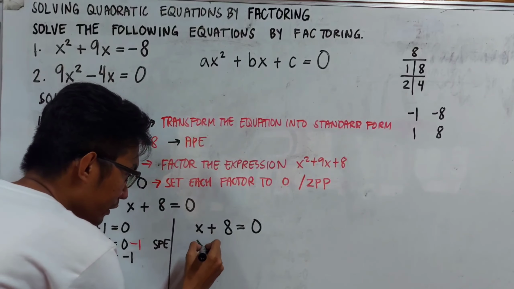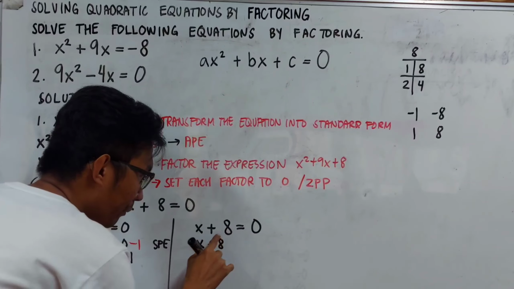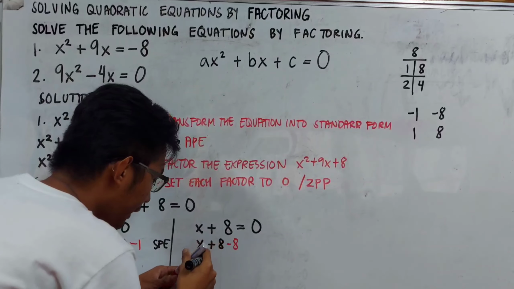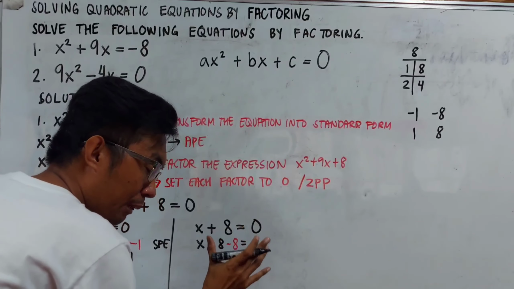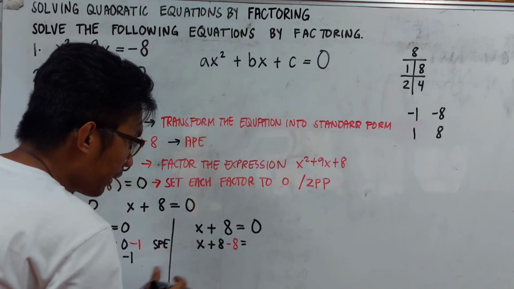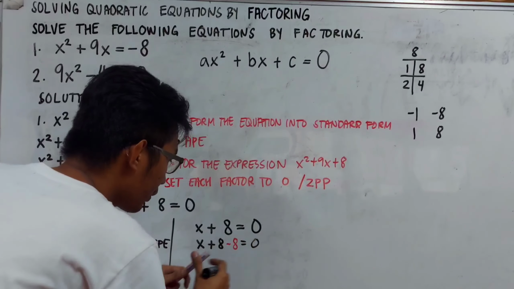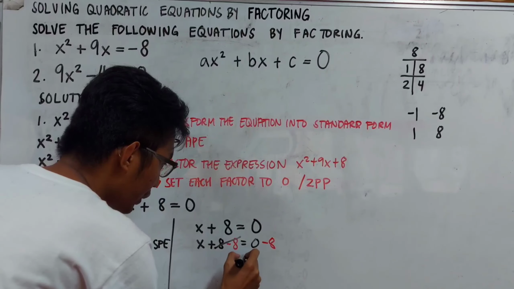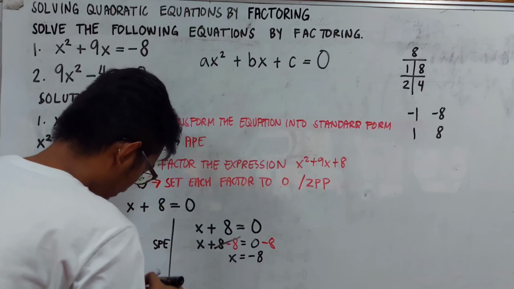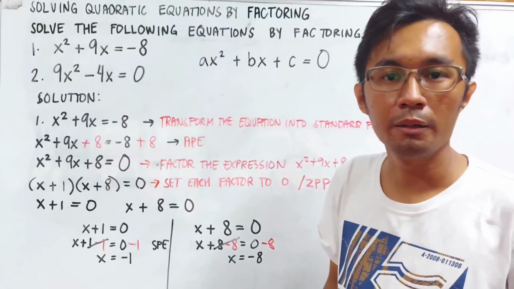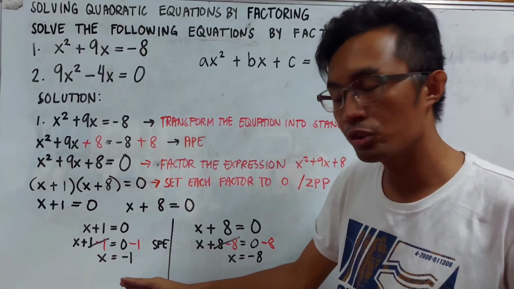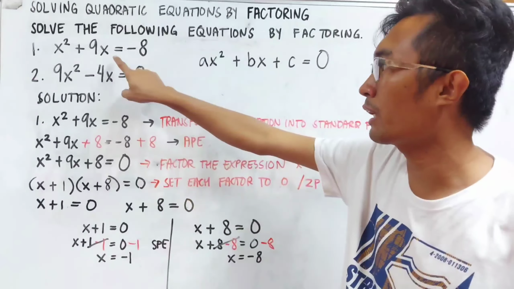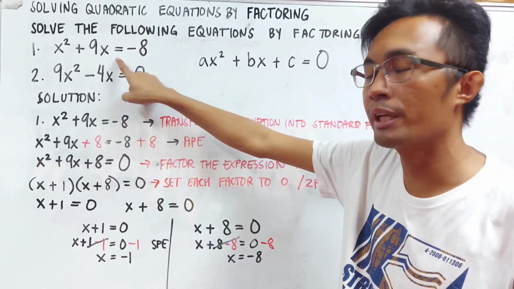And then x plus 8. So para ma-eliminate natin si 8, subtract both sides again by using subtraction property of equality. Subtract both sides by 8. We have 0 minus 8. Then cancel na to, magiging 0. X equals negative 8. And then, para malaman natin kung yung values ni x, which are negative 1 and negative 8, satisfy to the given quadratic equation x squared plus 9x equals negative 8.